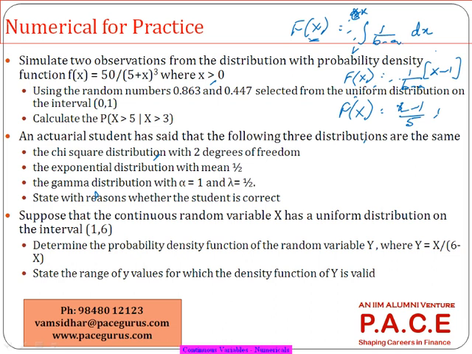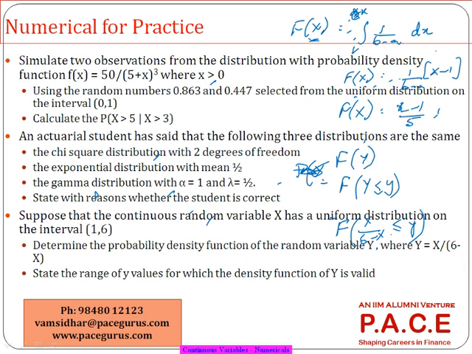Now he is asking me to find p of y. So I am trying to find F of y first. What is the meaning of F of y? It is the probability that capital Y is less than or equal to some y. Here Y is x by 6 minus x, so x by 6 minus x less than or equal to some y. Some y means some number. Now I can write it as x less than or equal to some number, which is nothing but F of x.